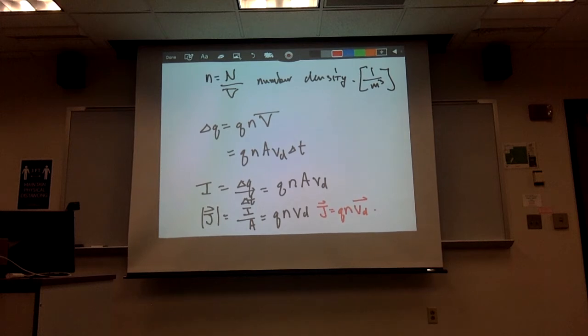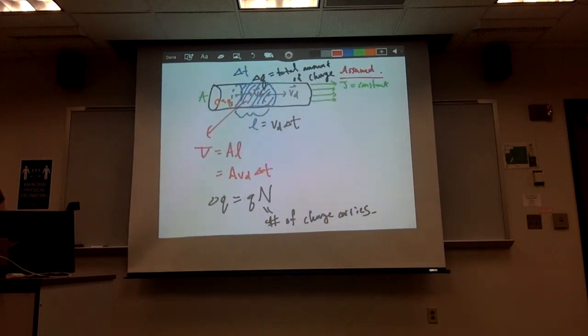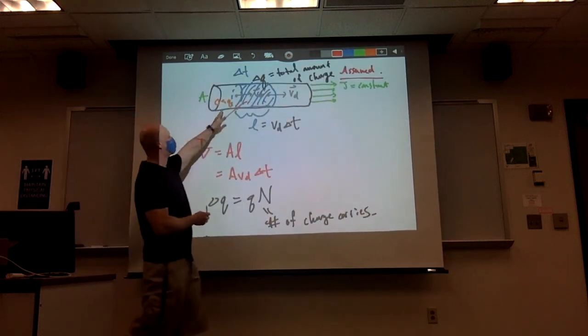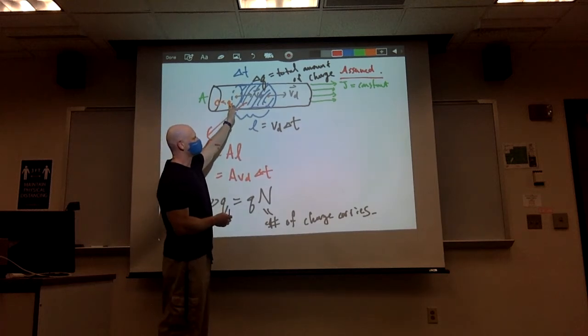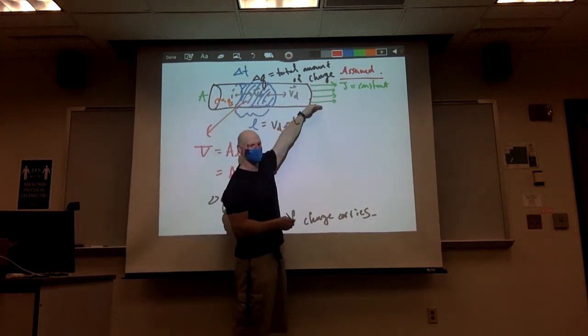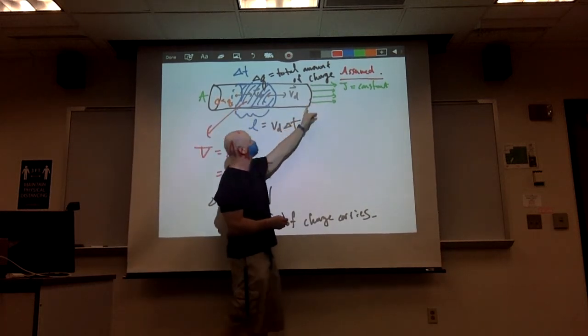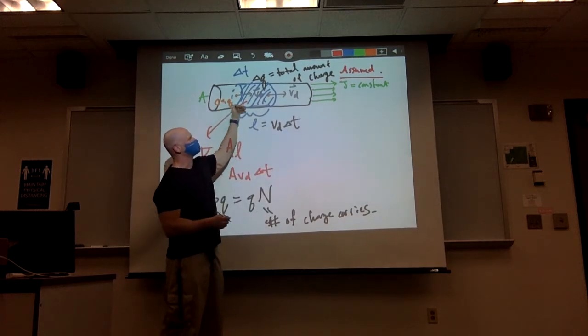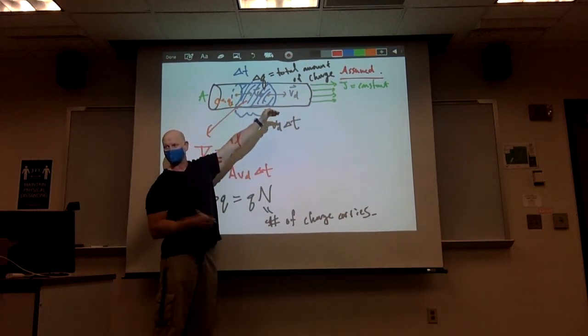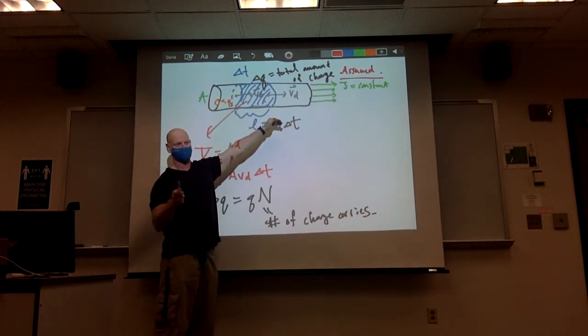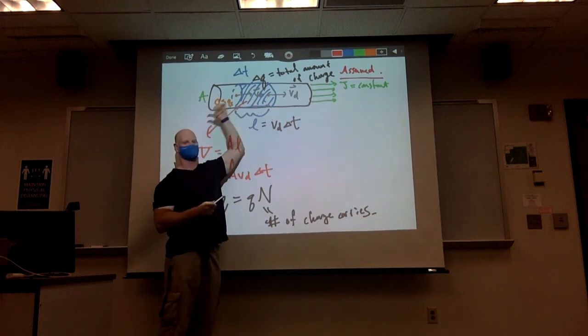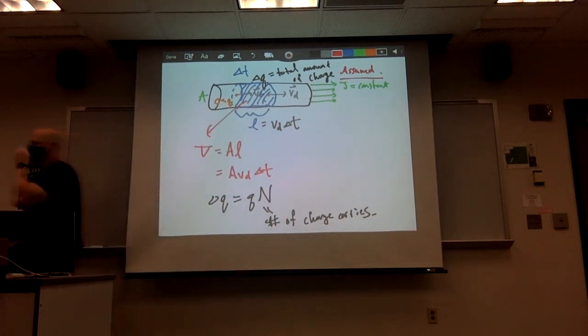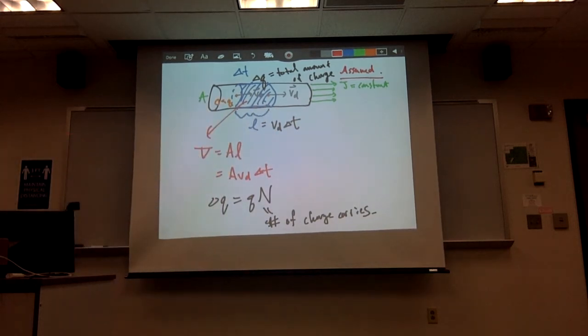So if I go back to my picture, whether I was looking at a positive charge particle or a negative charge particle, the current density will always be in this direction. But the drift velocity will either be in the same direction as the current density if I'm dealing with positive charge particles, or in the opposite direction if I have negative charge particles, because the current density has to stay in the same direction at all times.